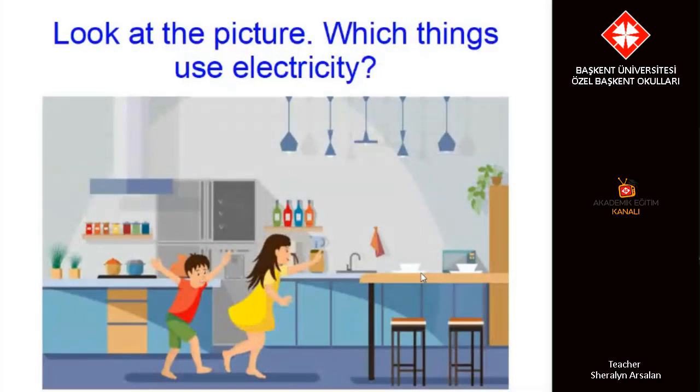Look at the picture. Which things use electricity? Good. We have a microwave that uses electricity. We have the lights. They use electricity. We also have a fridge. This too uses electricity. And a kettle. Well done.